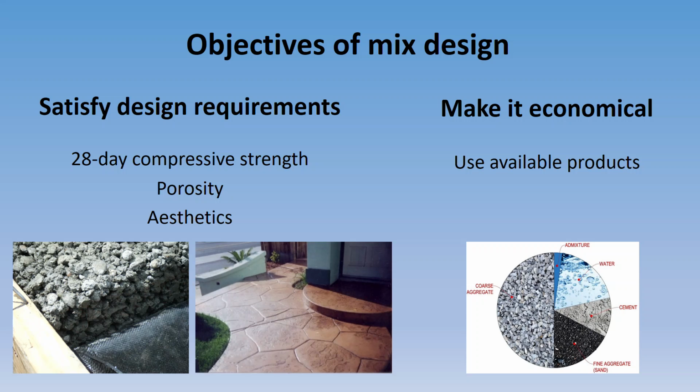And then on the economic side, you want to use the available products that you have. So we know we need to use coarse aggregate, fine aggregates, and cement. Montana's really lucky. We've got great gravel pits, we've got good sand availability, and we have some local cement production facilities. So we can make very good product locally here.